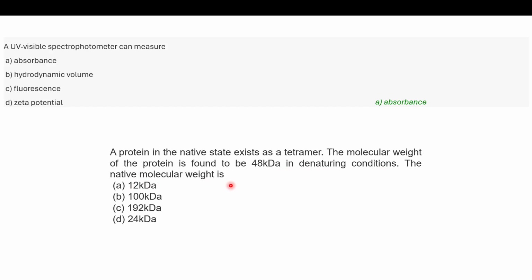So this is exactly kind of the opposite of the question we looked at before. So now here it already says that it exists as a tetramer. However, in the denaturing conditions where it exists as a monomer, it is 48 kilodalton. So then in the native conditions, when there are no disrupting forces, it will exist as a tetramer only. So in monomer, molecular weight is 48. In tetrameric form, it will have 48 into 4, which is, I think, 192 kilodalton. Yes, the answer will be 192 kilodalton. It will exist as a 192 kilodalton unit in the native conditions. Okay.